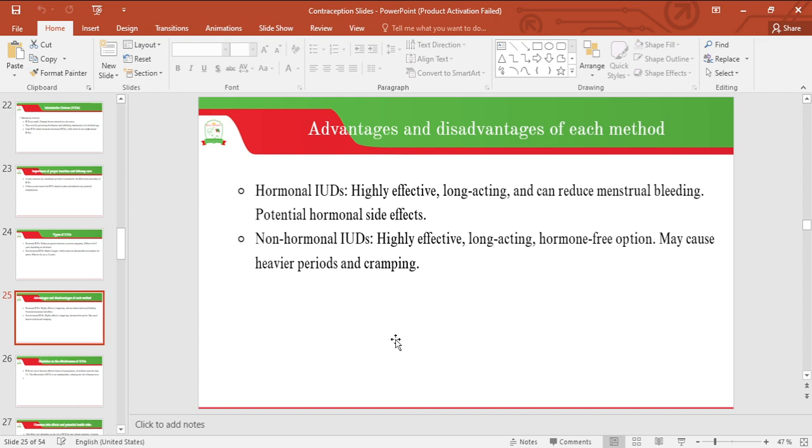Let's look at the advantages and disadvantages of each method. Hormonal intrauterine devices are highly effective because we said that they are long-acting and they can reduce the menstrual bleeding. Non-hormonal intrauterine devices are also highly effective. They are long-acting, they are hormone-free in that they don't release any hormones, but they may cause heavier periods and cramping.